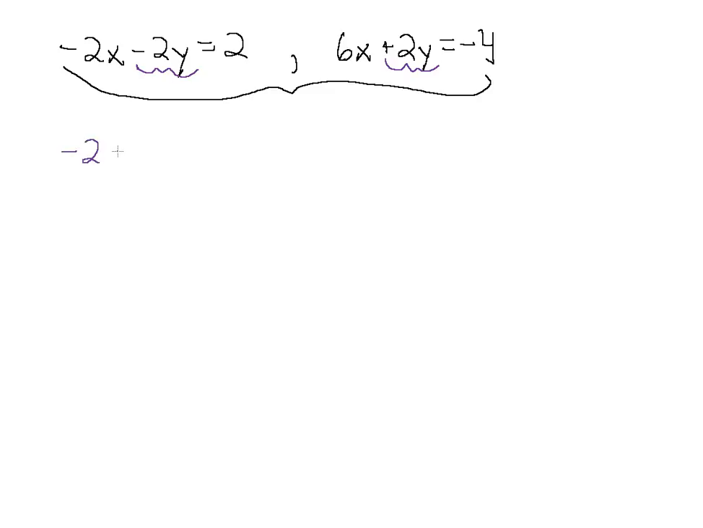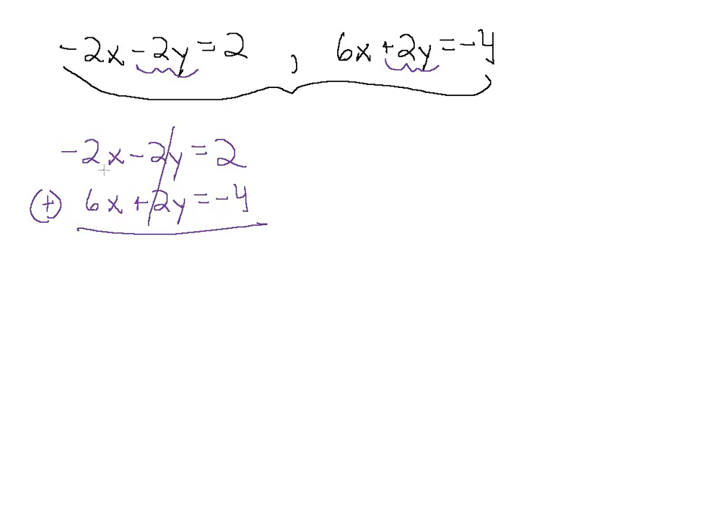We have equation 1, minus 2x minus 2y equals 2. And the second equation we can add to it. We have 6x plus 2y equals minus 4. These two terms will cancel when we add them together. We have minus 2 plus 6 is a 4x. And once again, we can put 0y here as a placeholder just so we make sure everything lines up. We have a minus 2. So let's go ahead and divide both sides by 4 to solve for x.